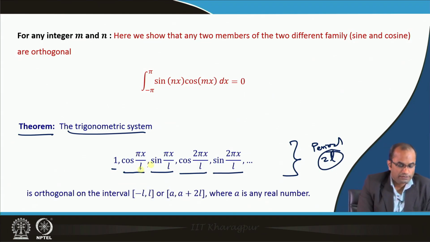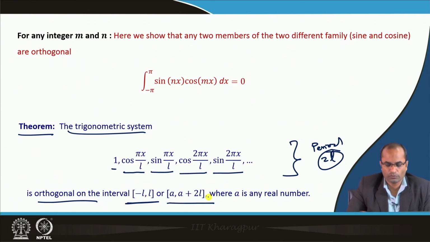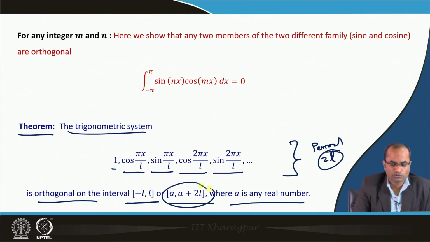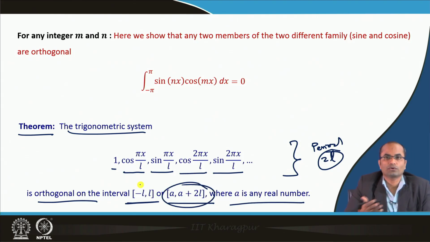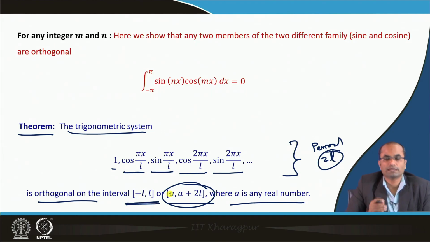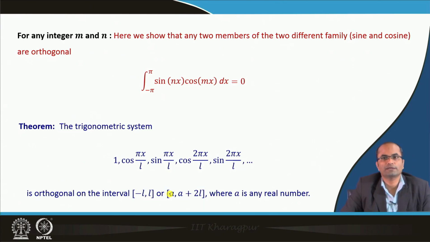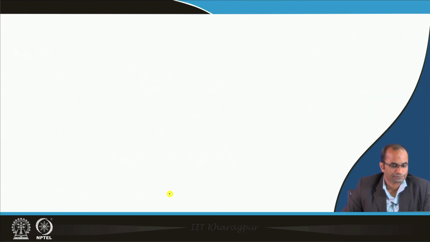In this case, this is orthogonal on the interval minus l to l. If we go from minus l to l, we are covering the period 2l, or we can go from a to a plus 2l, where a is any real number. So, this trigonometric system is also orthogonal in these intervals, minus l to l or a to a plus 2l. This is a more general result than the earlier one which we have proved. We are not proving it, but the proof follows the similar argument of what we have just done.